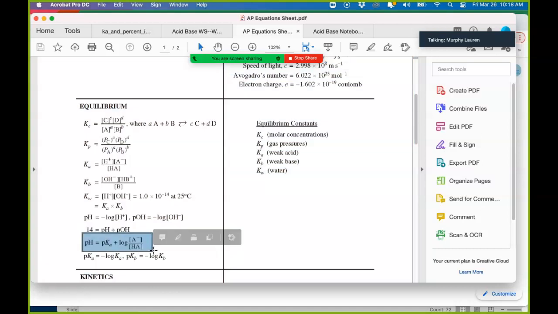So this equation is called the Henderson-Hasselbalch equation. Kids, for some reason, like to call it the David Hasselhoff equation. I don't know what's up with that, but it's called the Henderson-Hasselbalch equation, and it gives us an alternate route to find pH that we haven't learned yet.